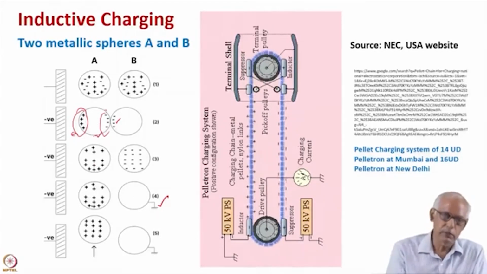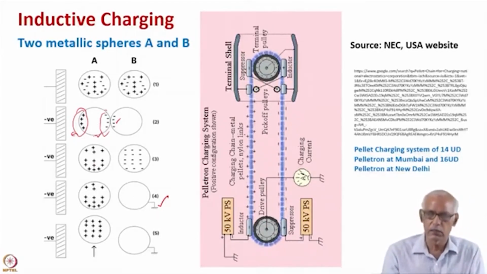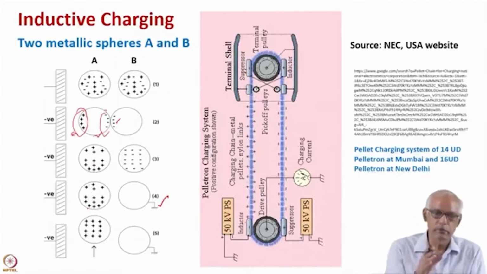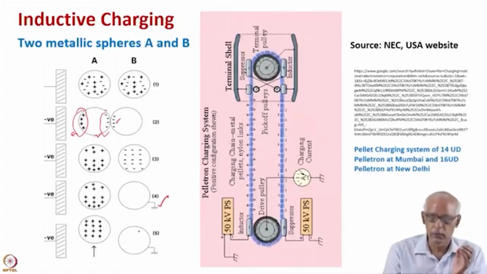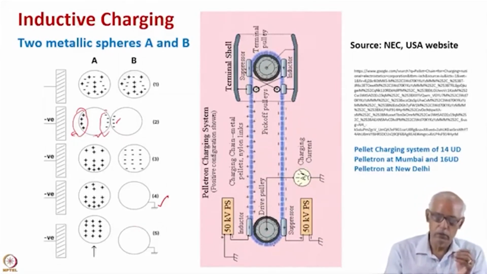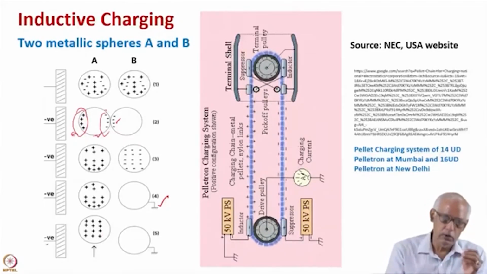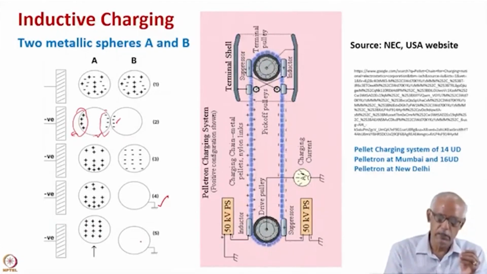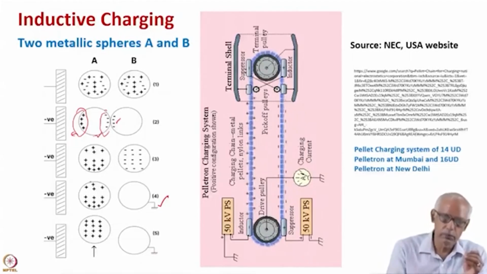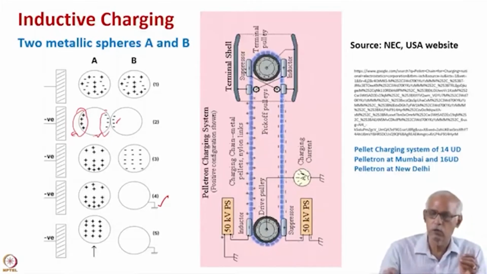Now this first sphere, which represents the pellet chain, is moving with a speed, while the second sphere is stationary and represents the pulley, which is grounded. Because the negative voltage is still on, when this is moving, the positive charge will remain here, and on the second sphere the electrons have moved to the ground. So this first sphere will carry the positive charge and will be taken to the high voltage terminal.